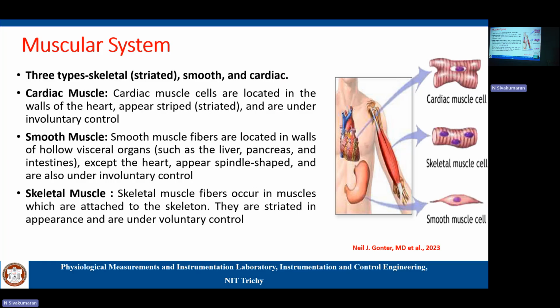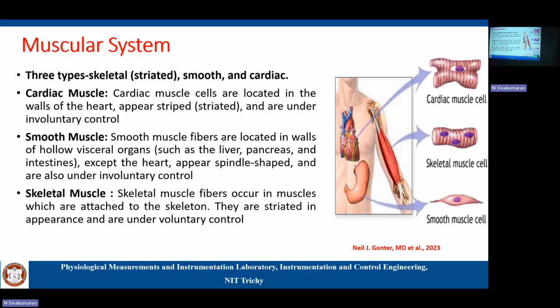If you look at the muscles, we have three different types. Cardiac muscle, which we are not going to discuss. Smooth muscle, for example, liver tissue, pancreas, and intestines are all considered smooth muscles. Skeletal muscles are what we are interested in.